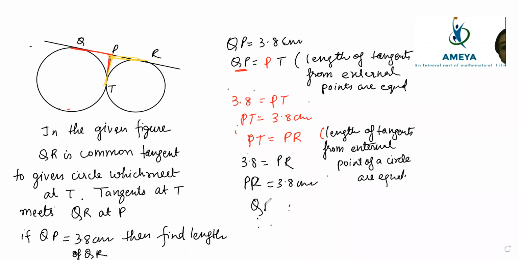And you know what is QR? QR is equal to PQ plus PR. So beta QR is equal to 3.8 plus 3.8, that is 7.6 centimeter.